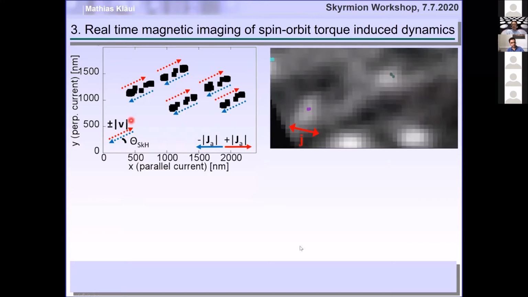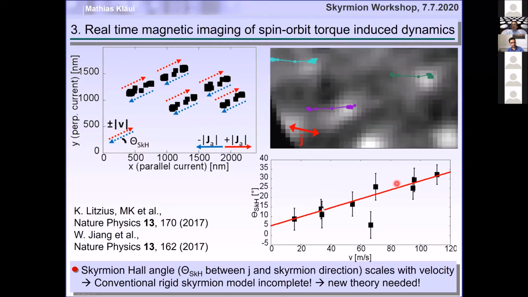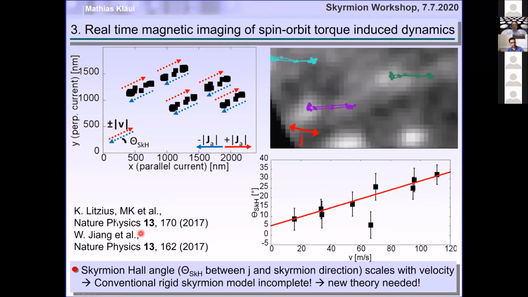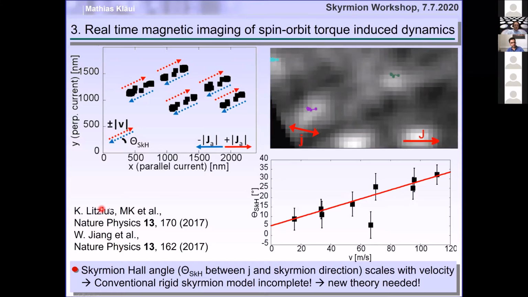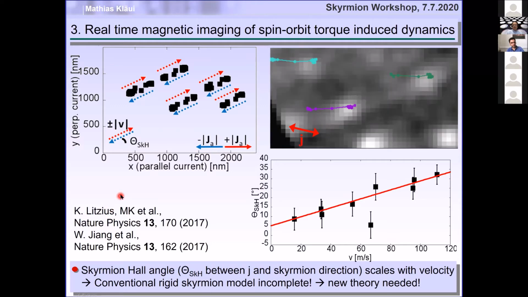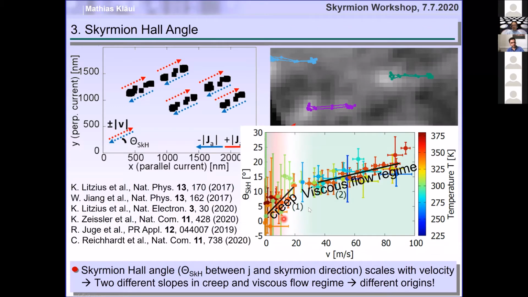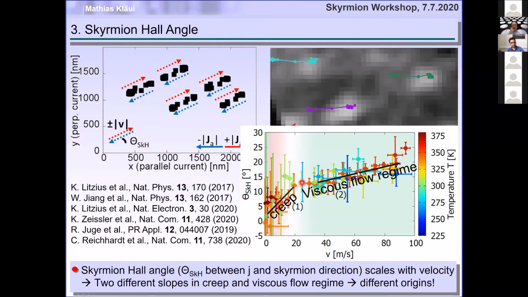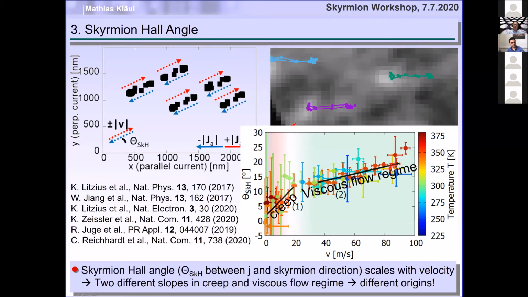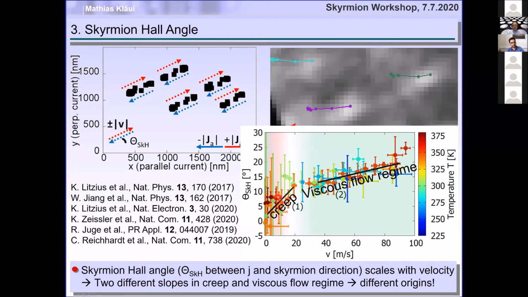However, we also found that it was dependent on the velocity, and that was surprising. And this was found by Wan Jung and us actually concurrently, independently in different systems. We then published this back to back. However, what we also found is that if we look at the creep and the viscous flow regime, we get both times the dependence of the skyrmion Hall angle on the velocity, but there is a different slope. We see a rather steep slope in the creep regime, and then a smaller slope in the viscous flow regime, which then told us that probably there are different origins of this slope here and the slope here.